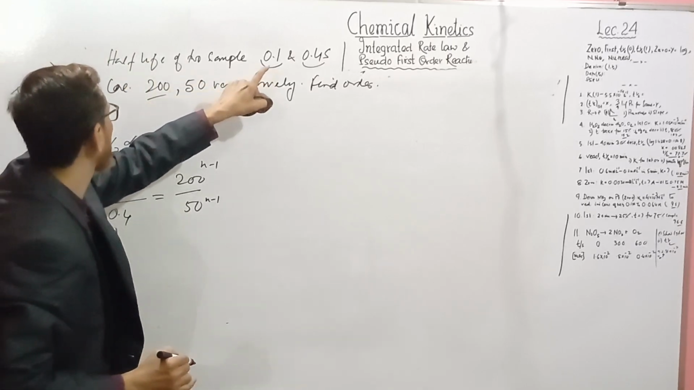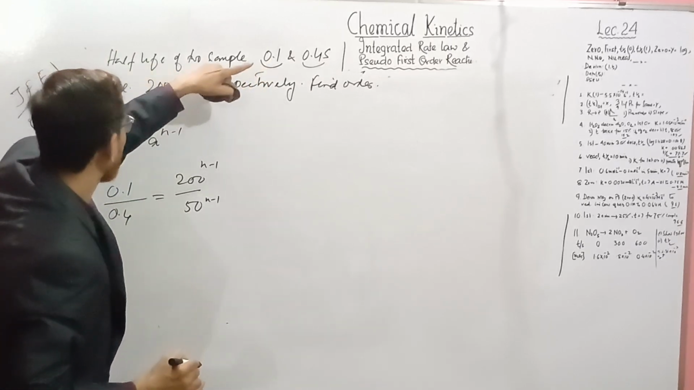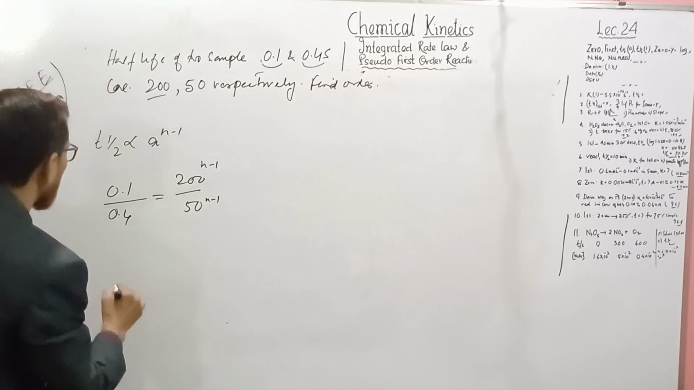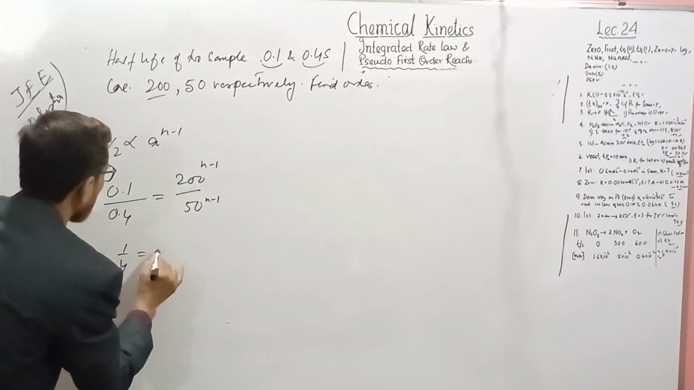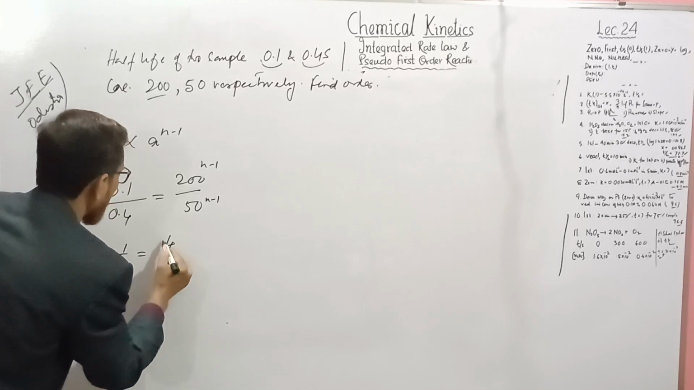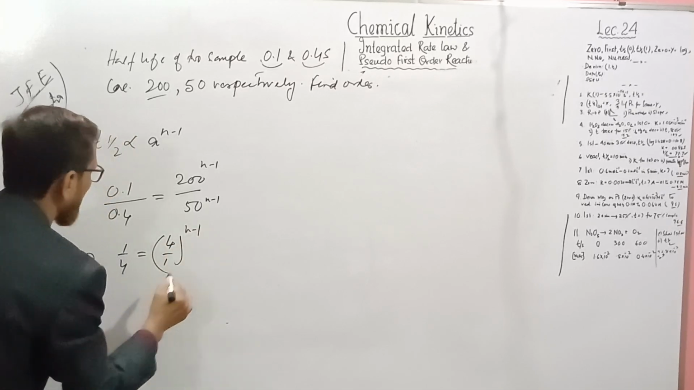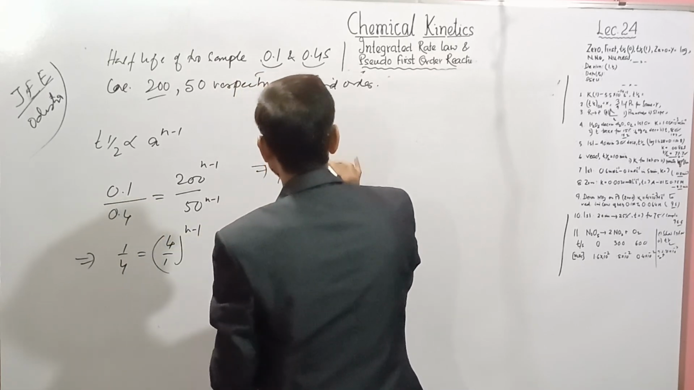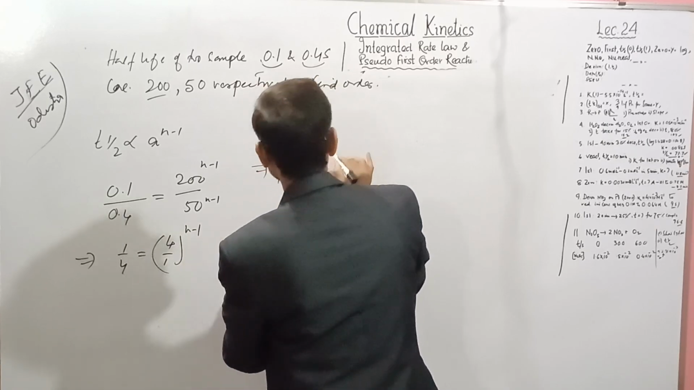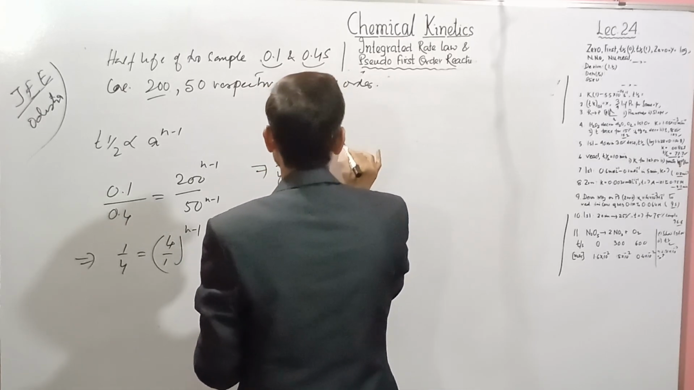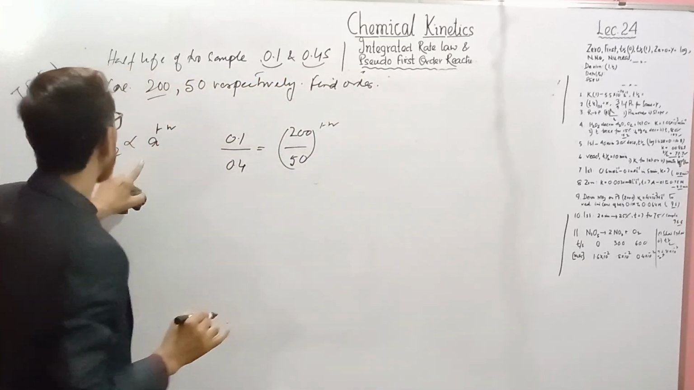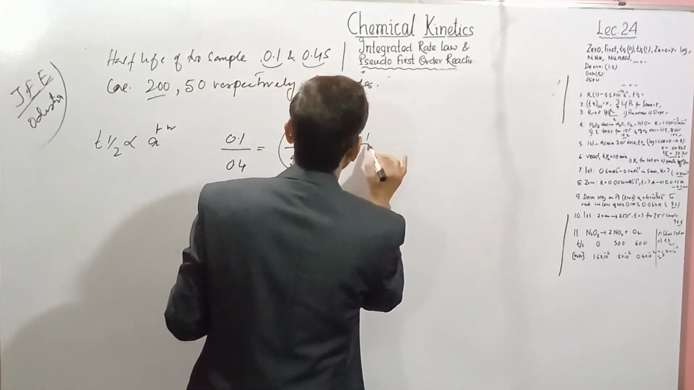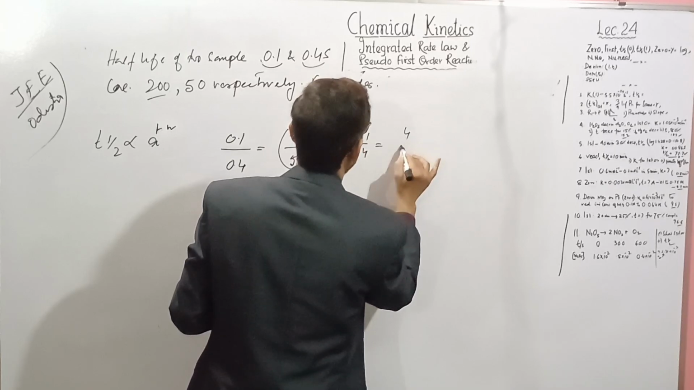For the first set, the half-life period is 1 for this concentration, and the half-life period is 4 seconds for this second. Am I right? So here you are getting 1 by 4 is equal to, this is 4 by 1, and this is equal to n minus 1. Am I right? So here you are getting 1 by 4 is equal to, if you reverse it, make it 1 minus n. So t half is proportional to a to the power 1 minus n. This is the formula.